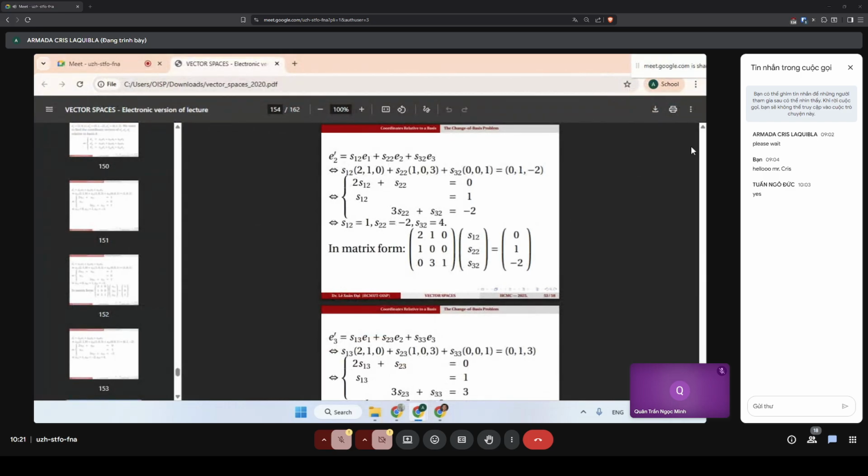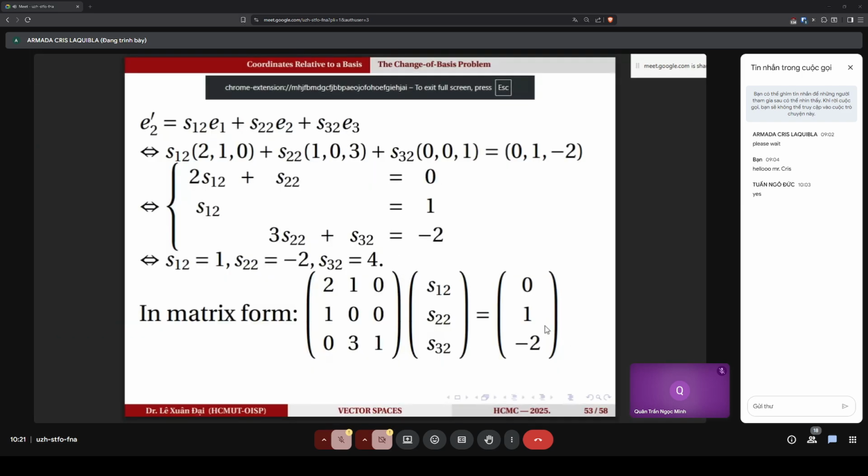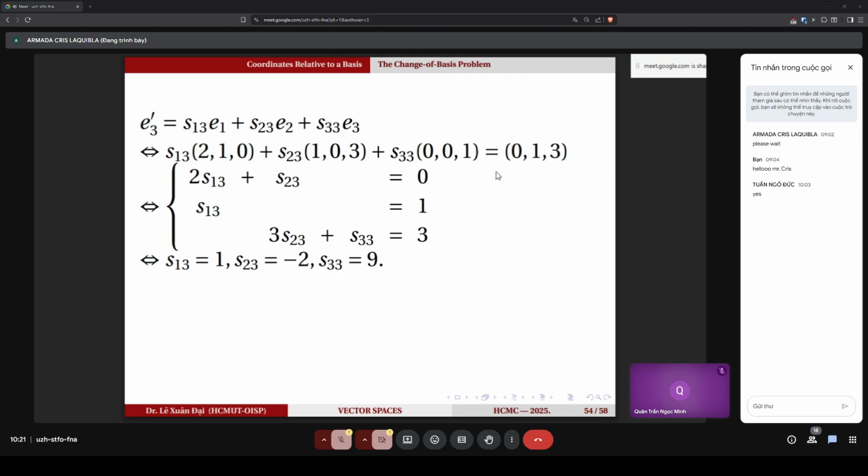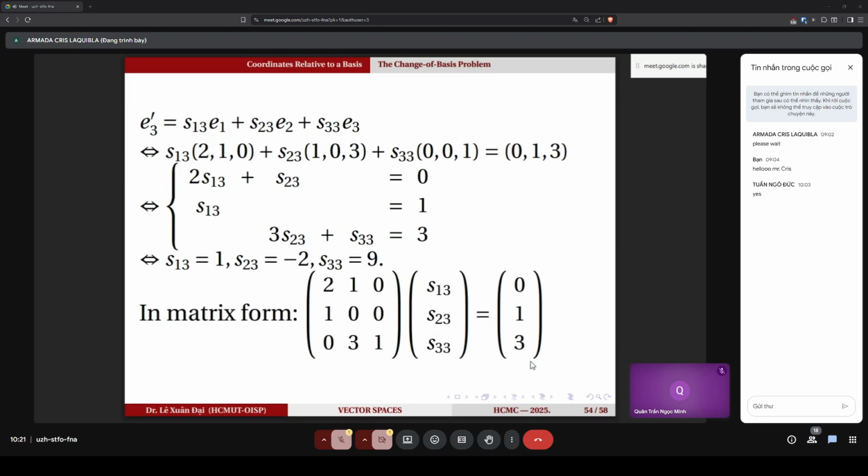1, -2, 1. We have the E3 prime. That is the formula. You substitute now your E1, E2, E3, and that's equal to 013. Your 013 here is your E3 prime. And that's it. So row 1, your S13 is 1, and then substitute it here 1, transfer it to the other side, it becomes -2. And then if this is -2, here it's -6, transfer to the other side, it becomes +6. So 3 plus 6, your S33 is 9. And this is the matrix form.